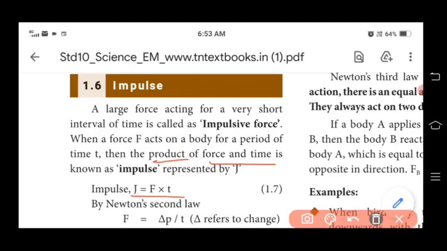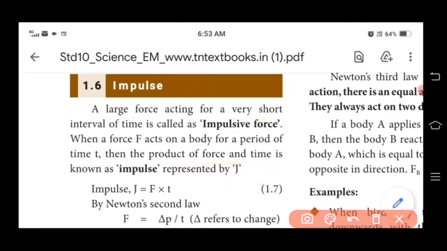Once again, let me recall what is meant by impulsive force. Impulsive force is a larger force acting for a short interval of time. And the impulse is the product of force and time. Impulse is represented by the symbol J.